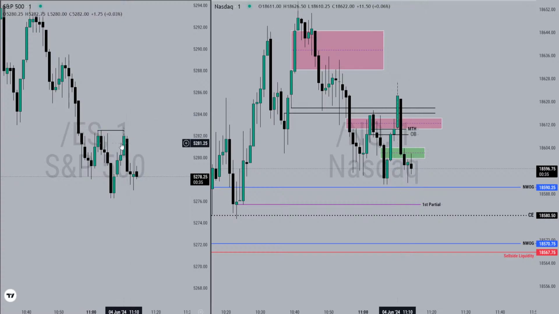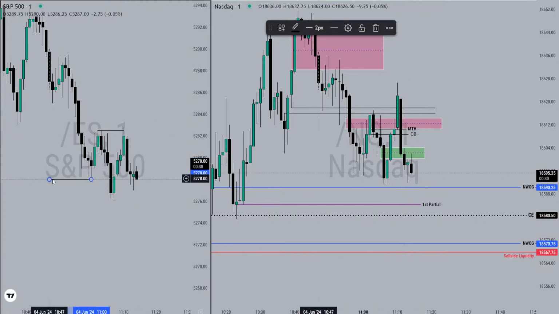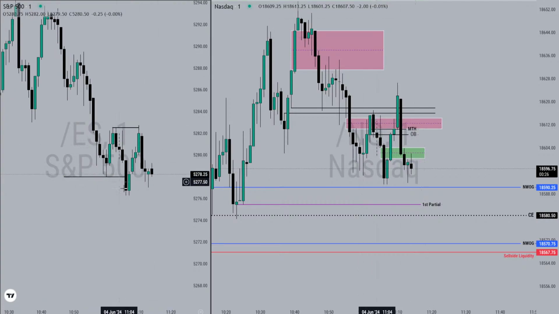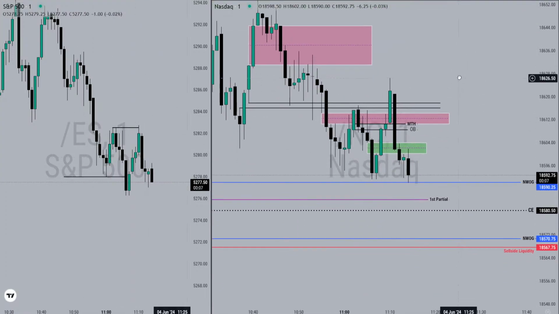So here the buy side liquidity has been taken, here the sell side liquidity is taken for mini S&P. Now if you get a lower market structure shift, you will go for sell. If you see a higher market structure shift, you will go for buy. The market structure shift has to happen within 10:10 to 11:10. So until that candle, you have already lost the opportunity to take buy or sell. There was no setup.